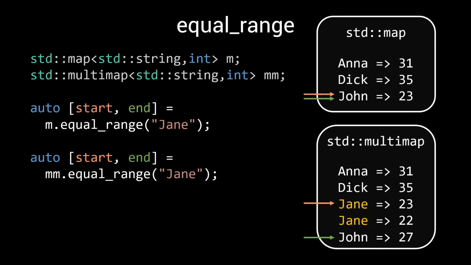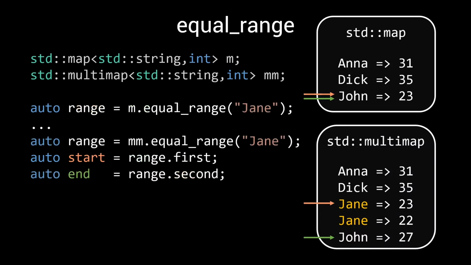Equal range returns a pair of iterators that together represent the range of elements with equivalent keys. Here I'm using C++17's structured bindings to both declare start and end, as well as assign the first and second element of the returned pair to them. If you don't have C++17 available, you can of course also retrieve the pair separately.